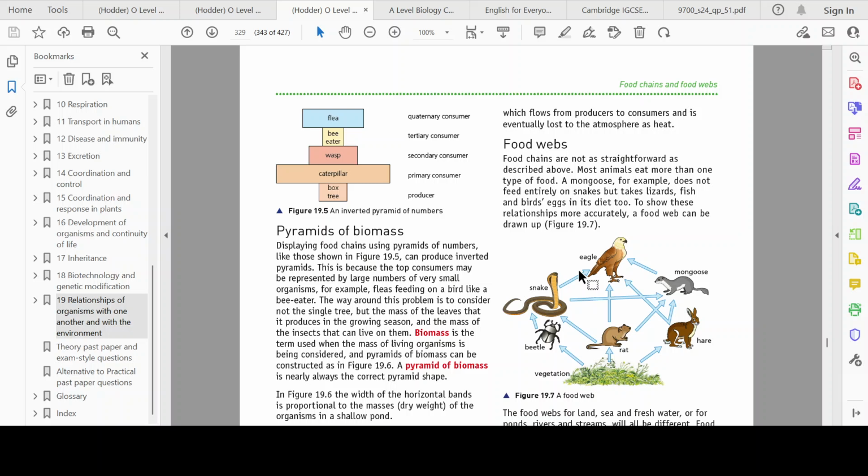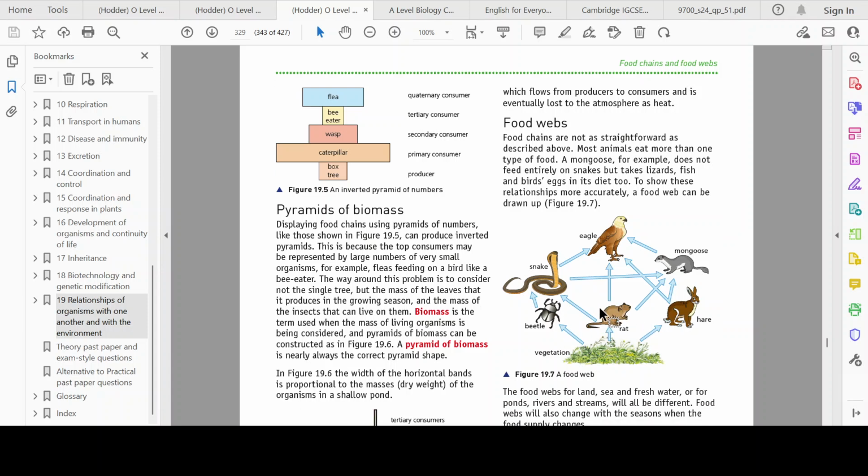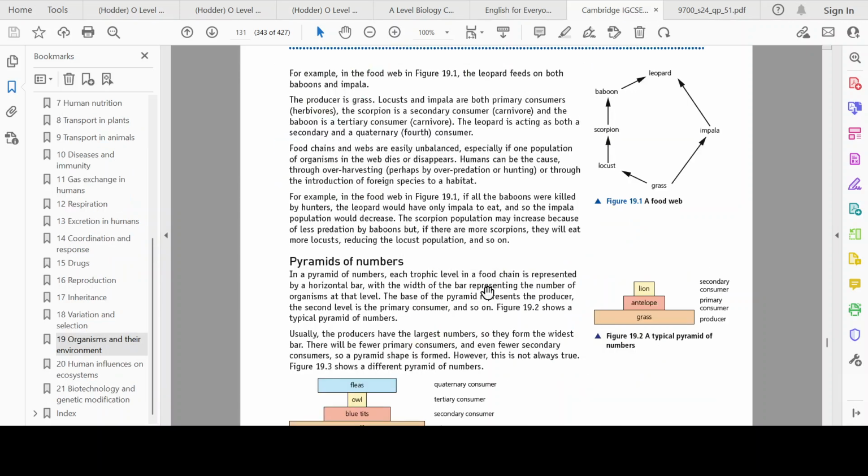But at the end, the eagle will eat the mongoose, the eagle will eat the rat, the hare as well, and the snake. So that's the apex predator, right? The top of the food web in this case. And so you can see that's a rather complicated relationship, right? And in real terms, it can be even more complicated.